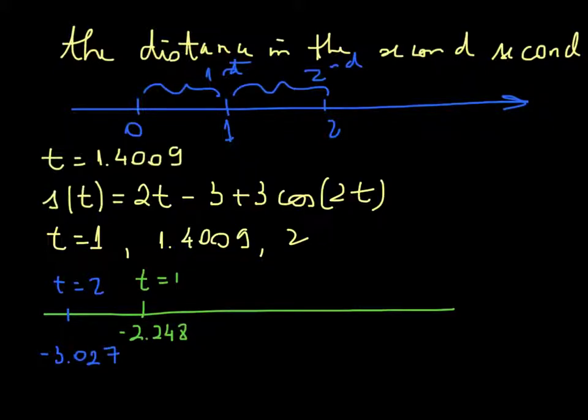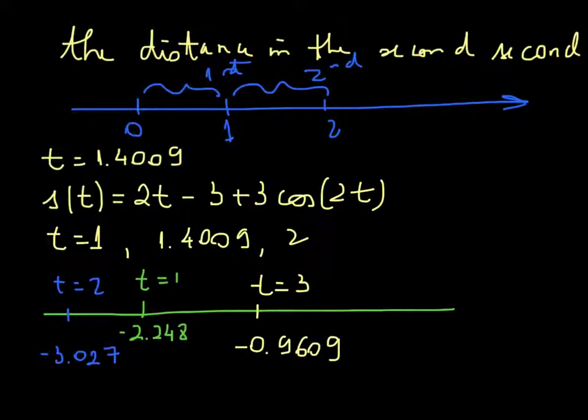Here the particle is at instantaneous rest, and if we put t equals 3, we find that for t equals 3, s of t is negative 0.9609.